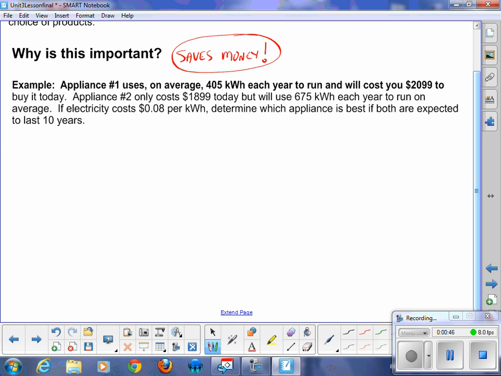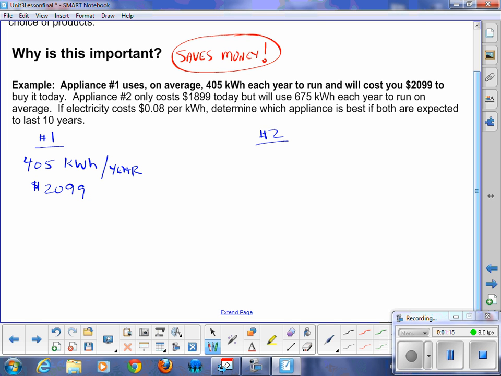Appliance 1 uses on average 405 kilowatt hours a year. So we'll just list number 1. We know that it uses 405 kilowatt hours per year. It's going to cost $2,099. So that's the range of a fridge, an upper-end washer-dryer unit. So it could be a couple of appliances.